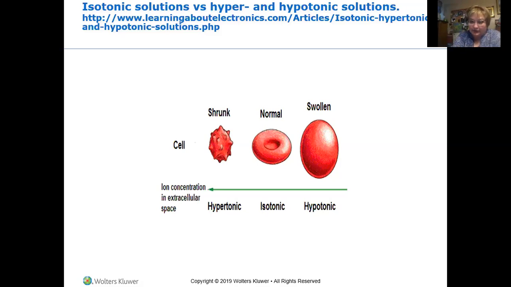That's not going to really change the environment around the cells. It should maintain an isotonic environment.